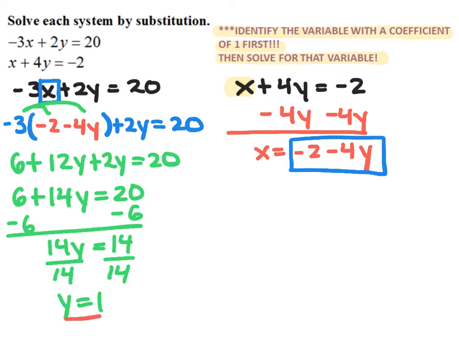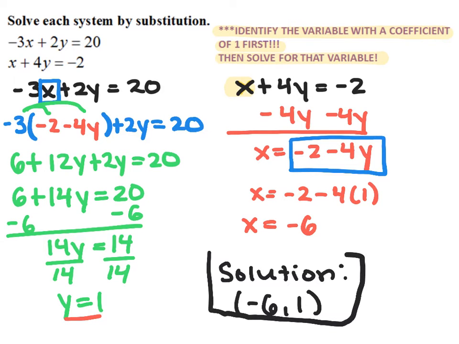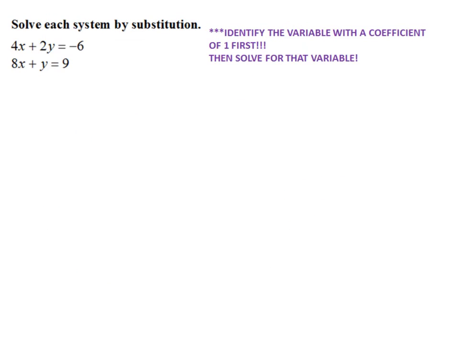Now you can take this value of y and plug into the original equation. So you'll get x equals negative 2 minus 4 times 1, so x equals negative 6. So the solution to the system is negative 6, comma 1. Pause the video and try the next one on your own.